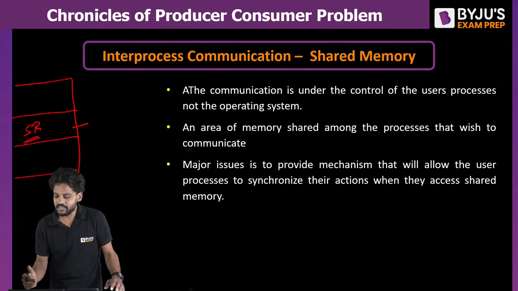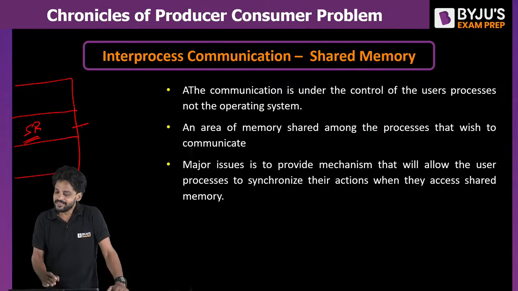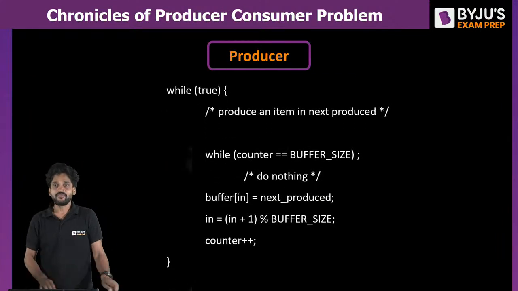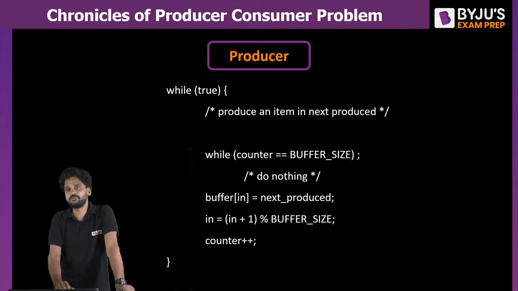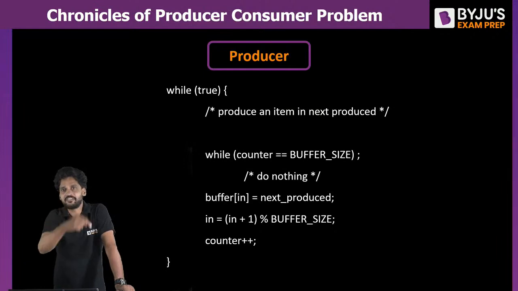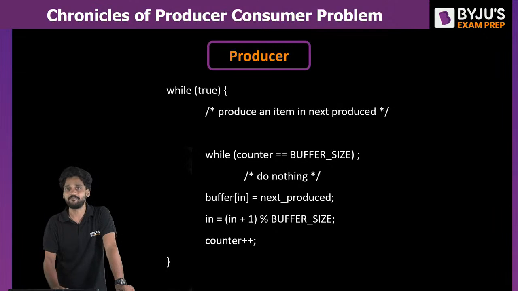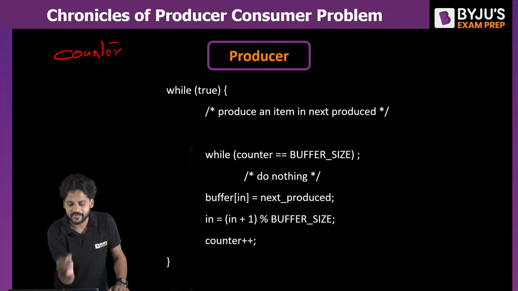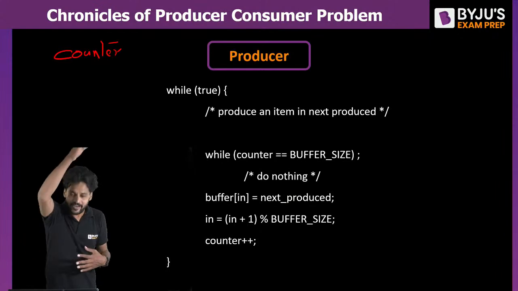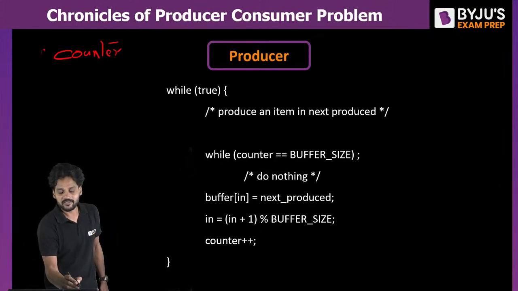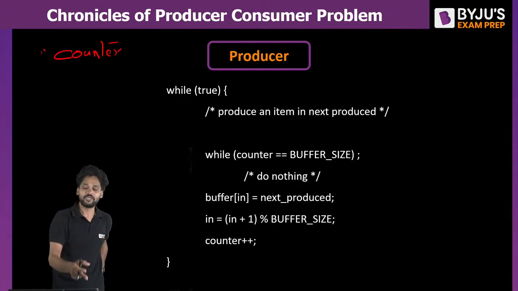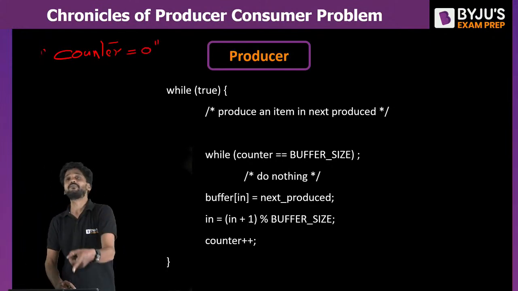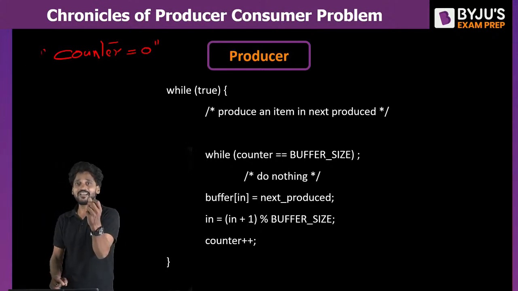An area of memory is shared among the processes that wish to communicate. The major issue is to provide a mechanism that allows the user processes to synchronize their actions. Already I have discussed this. Let me add one feasible solution to the producer-consumer problem to avoid the previous disadvantage, that the buffer size is not being utilized productively. I will use one more variable called counter. Stay focused from this point. I want to take you into the world of synchronization. This is exactly the origin of synchronization. I am using a counter variable initialized to 0. This counter is a shared variable used by both producer and consumer.